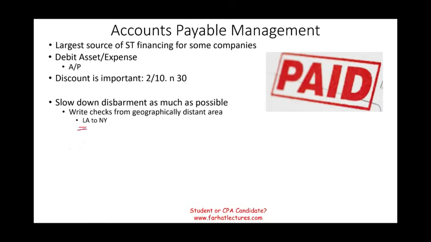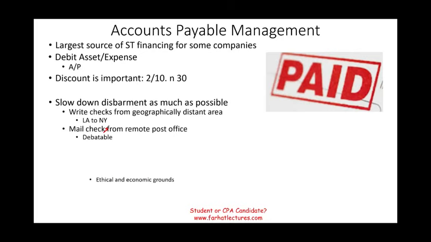It's a different Federal Reserve Bank, so it takes longer for the check to clear. It's going to give your money more time in your bank account. And also mail checks from remote areas, from remote post offices. Again, it's going to delay the process. That's the point. The point is to delay the process.